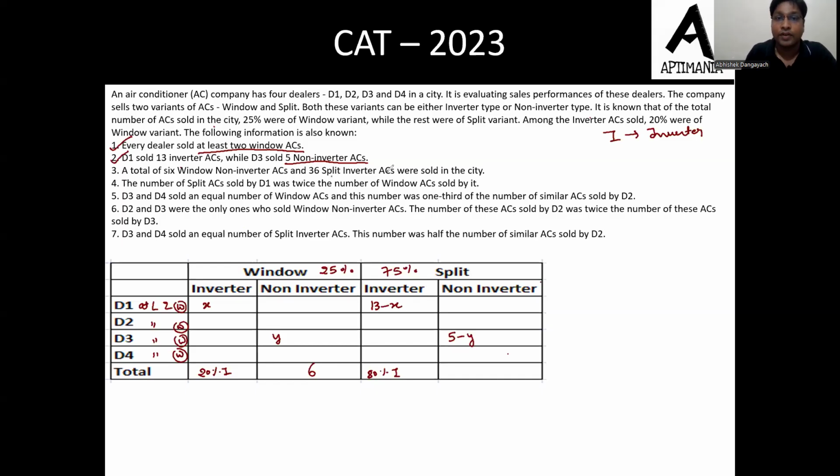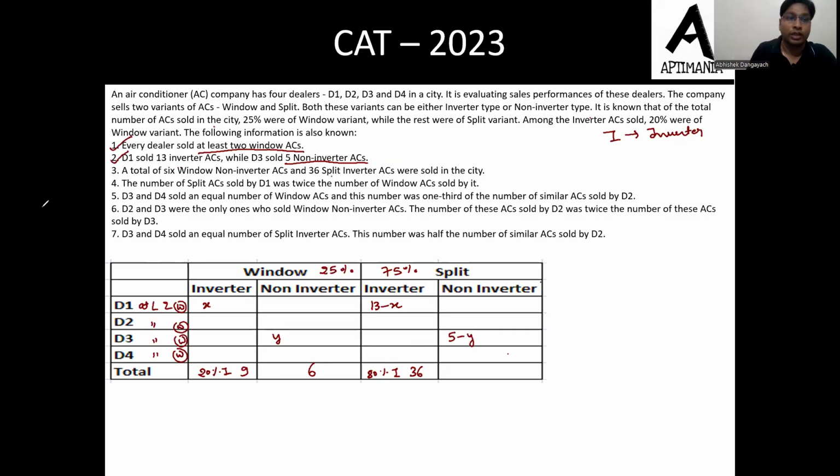36 split inverter ACs were sold. So I think this number is directly given to us. So this 80% of I is already given as 36. Now, if this is 36, this is 1/4 of this, right? So this is 1/4 of 36, that is 9.